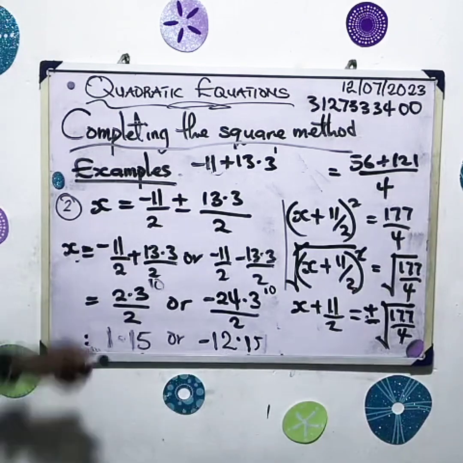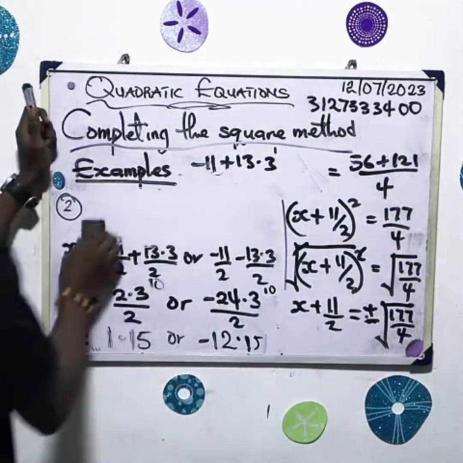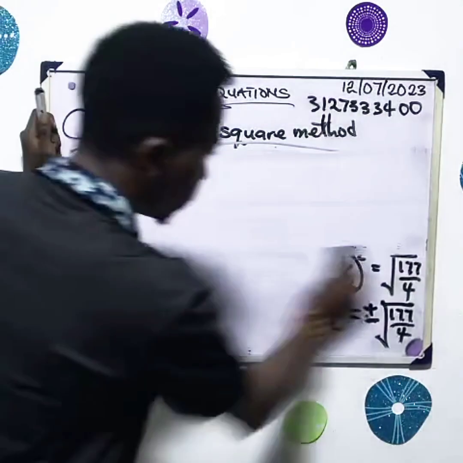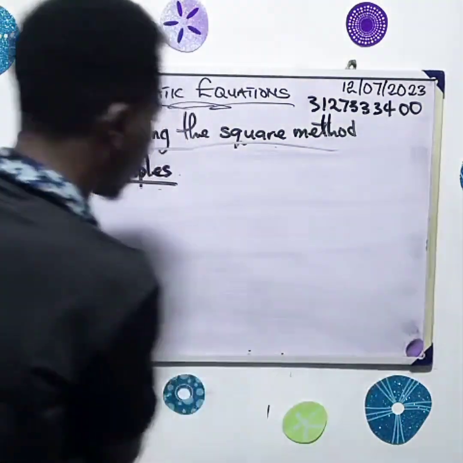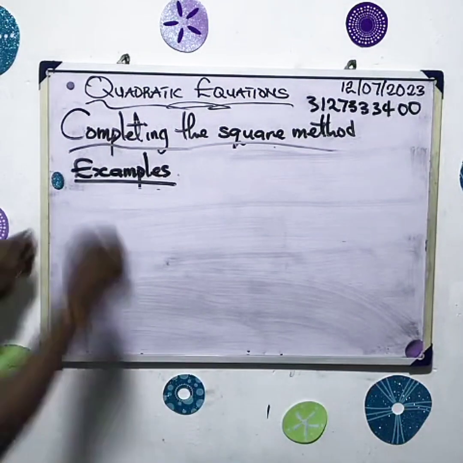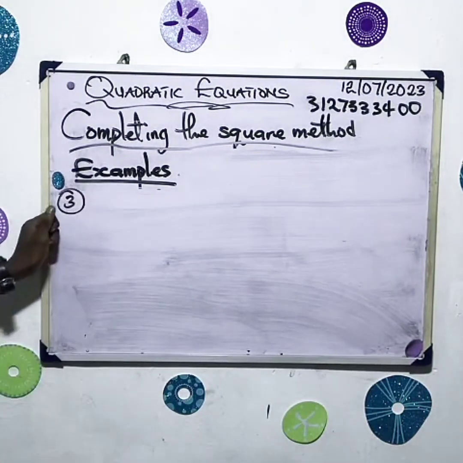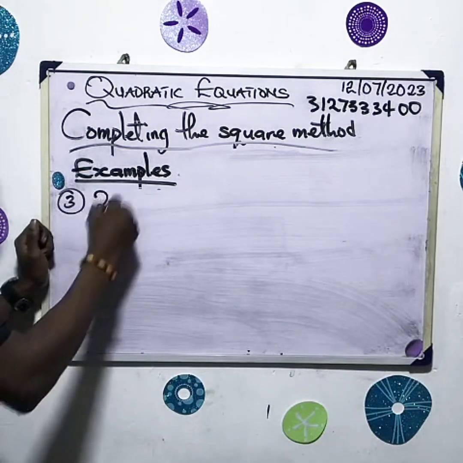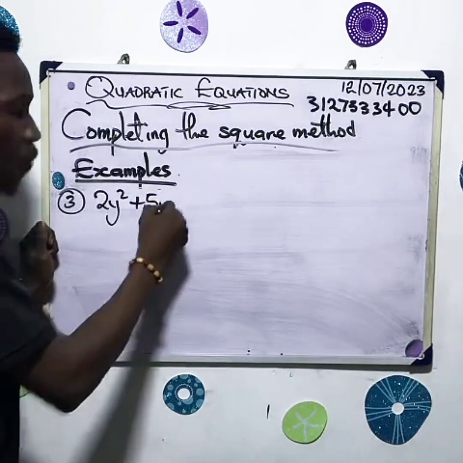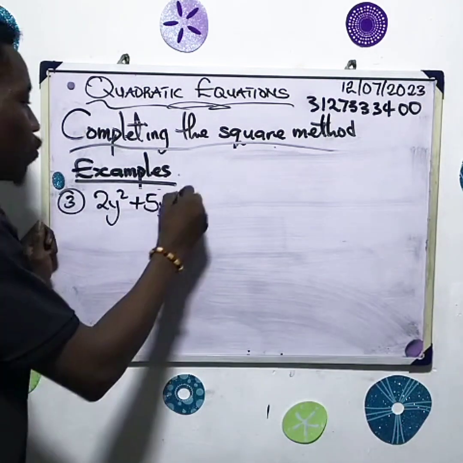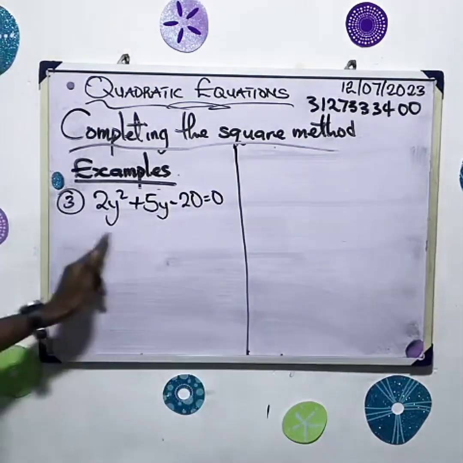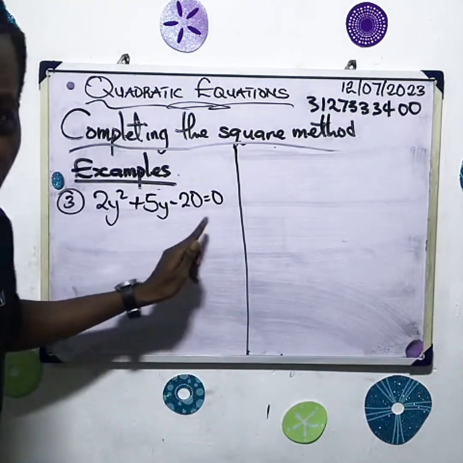Alright, let's move on to the last example, and that will be it for today. The last example for today. So this one says, number 3. This one says 2y squared plus 5y minus 20 equals 0. 2y squared plus 5y minus 20 equals 0.